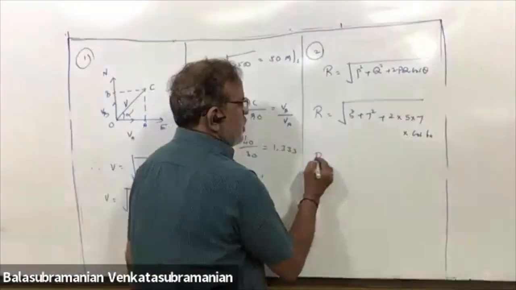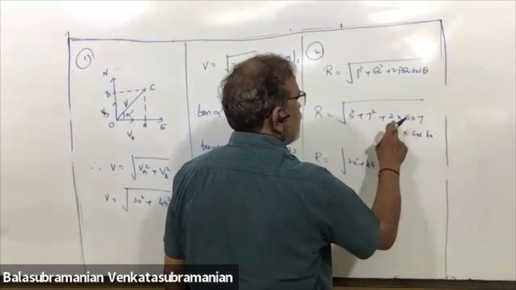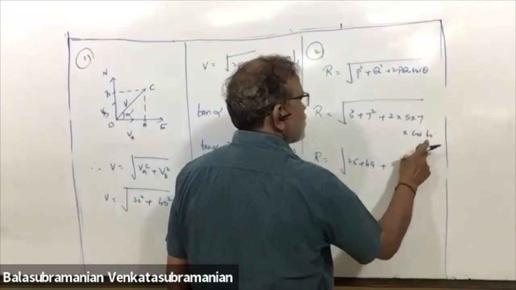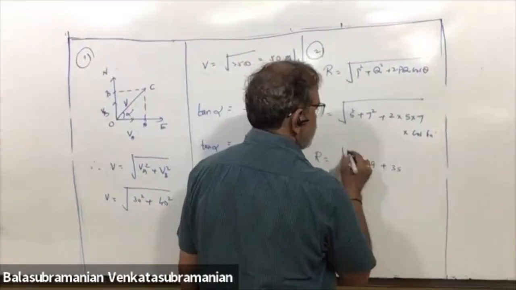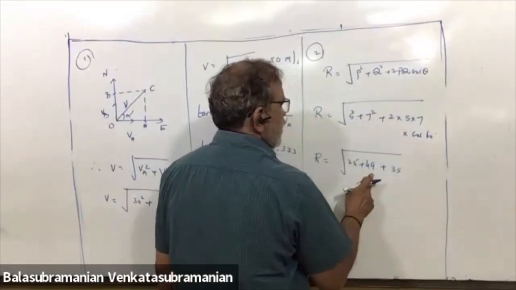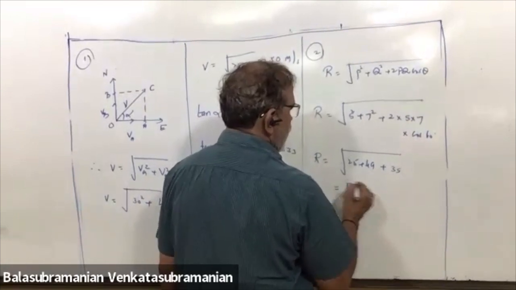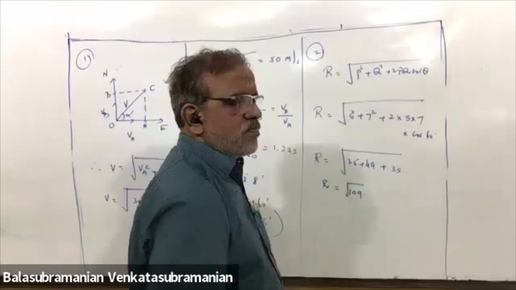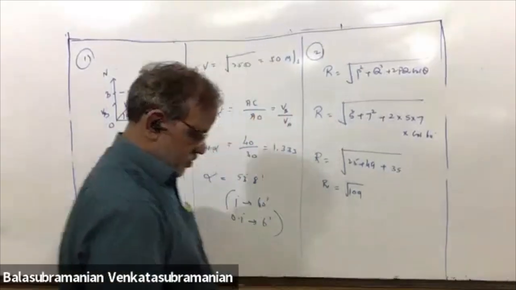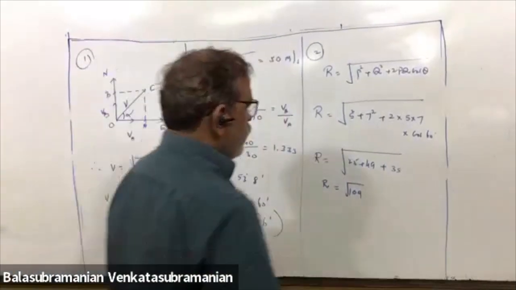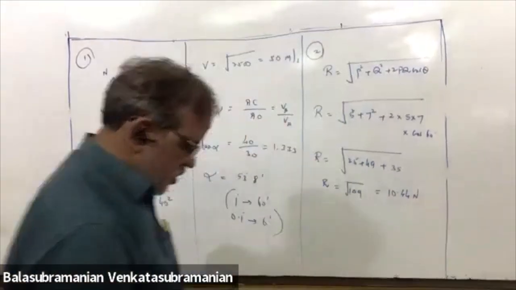So R is equal to root of 25 plus 49 plus 10 into 7. Cos 60 is what? 1 by 2. The 2 cancels, so 35. 74 plus 35 is root of 109. Root of 100 would be 10, but it is root of 109, slightly more than 10. 10.44 Newton. This is the resultant.